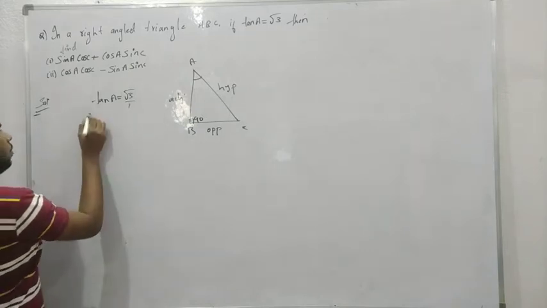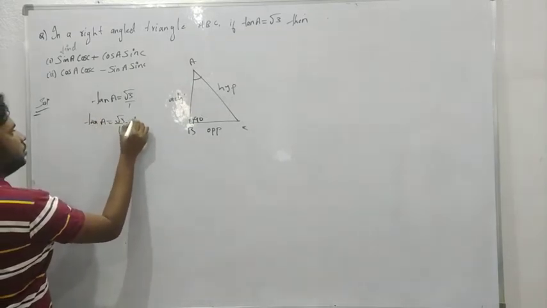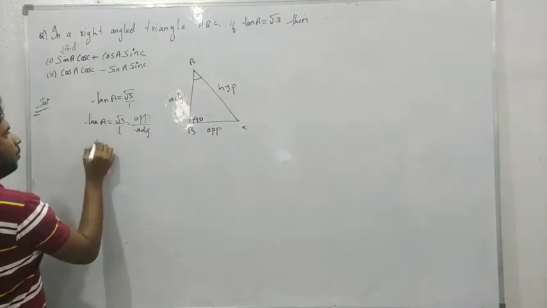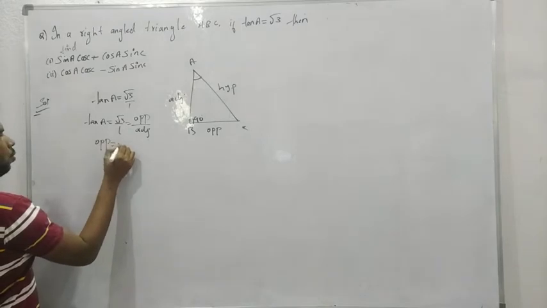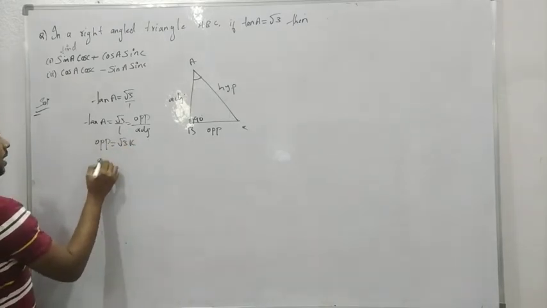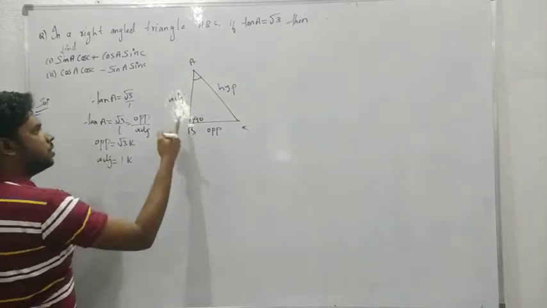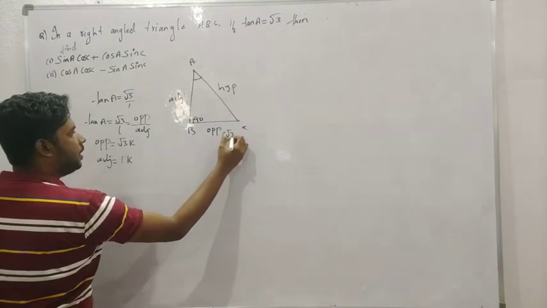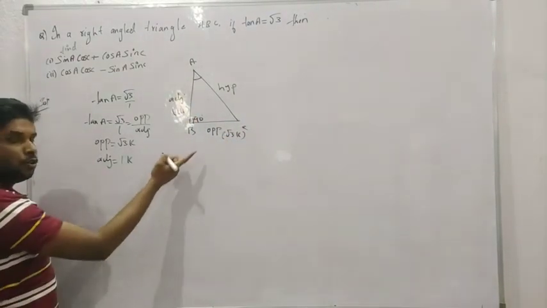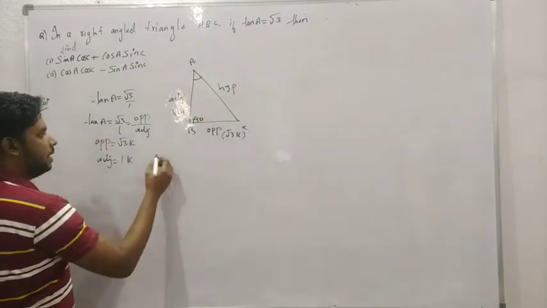So given tan θ, what is the formula for tan θ? Tan θ is opposite divided by adjacent. So opposite is how much? I take root 3k, where k is some positive number. Similarly adjacent is 1k. Again we know two sides of the triangle, and we have to find the third side. How? By applying the Pythagoras theorem.